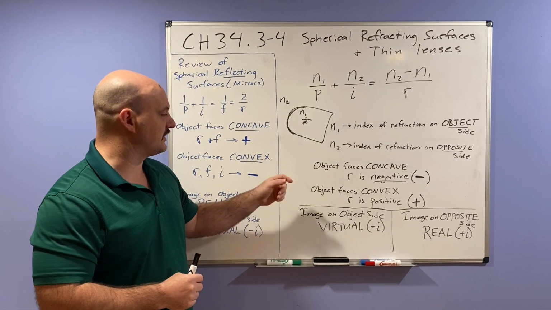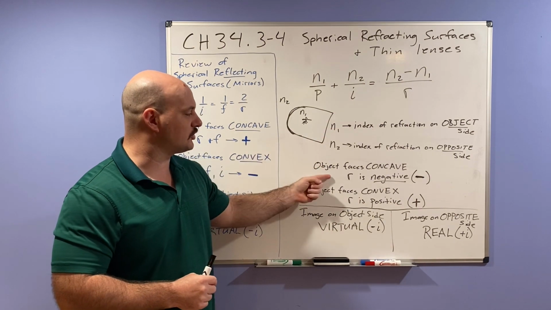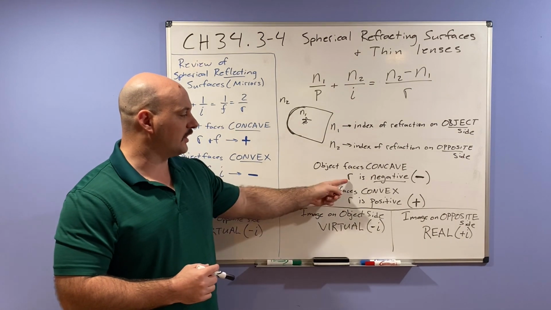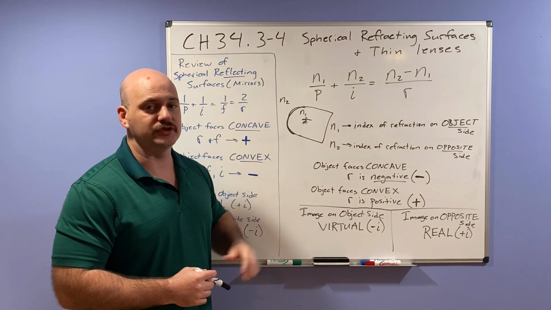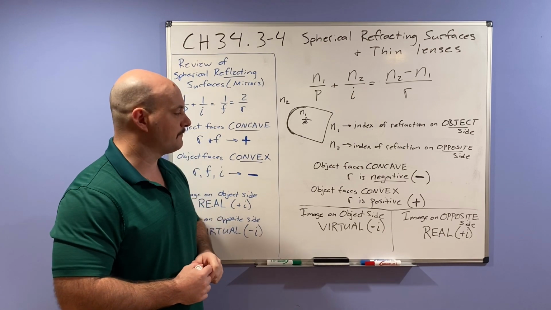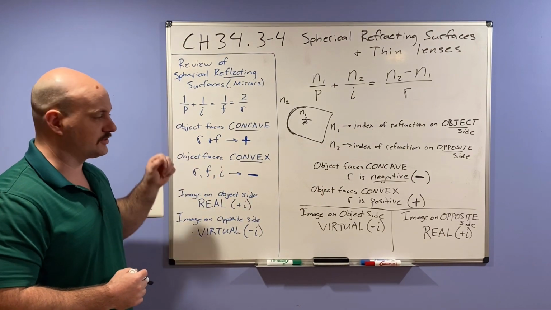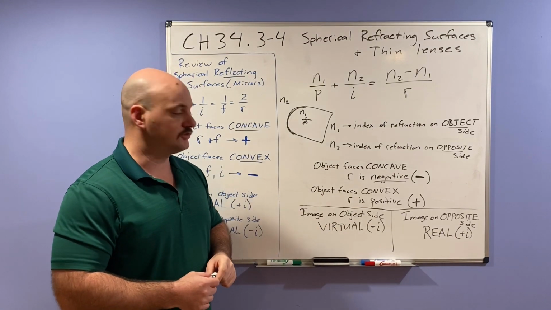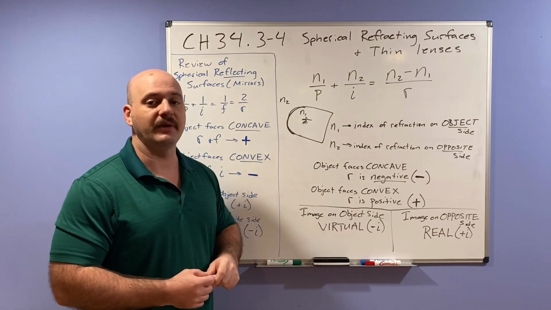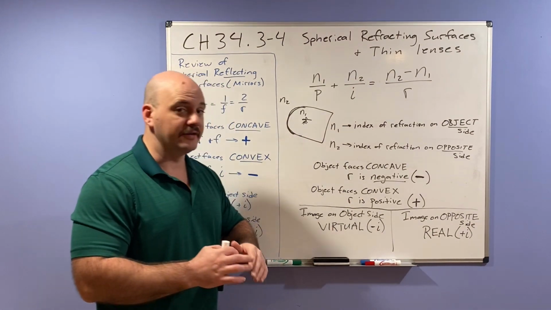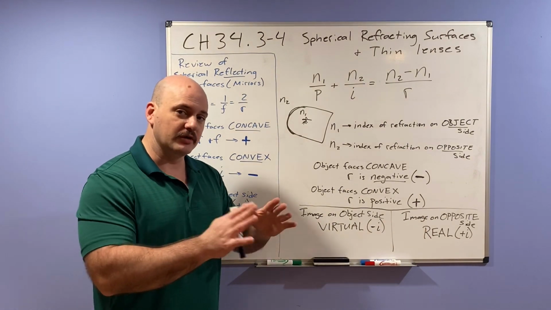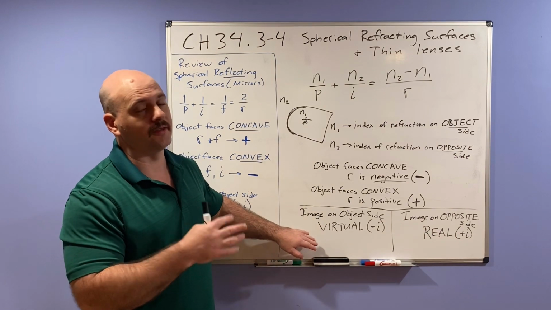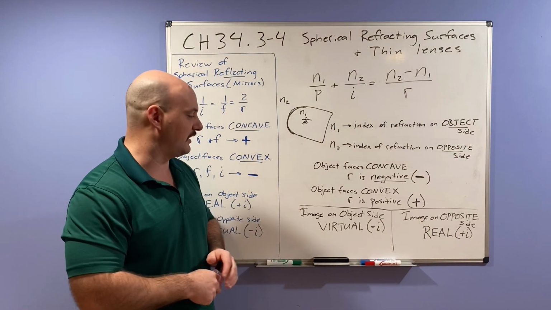These are the big differences. On a refracting surface, when the object faces a concave surface, we're going to treat that radius of curvature as a negative value. So that's obviously different from mirrors. The other side of it is when the object faces a convex surface, that radius of curvature will be a positive value. Now the other thing that changes between mirrors and refracting surfaces is where the image forms based on real and virtual.